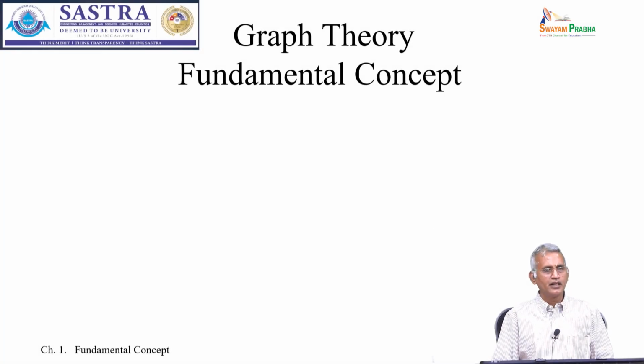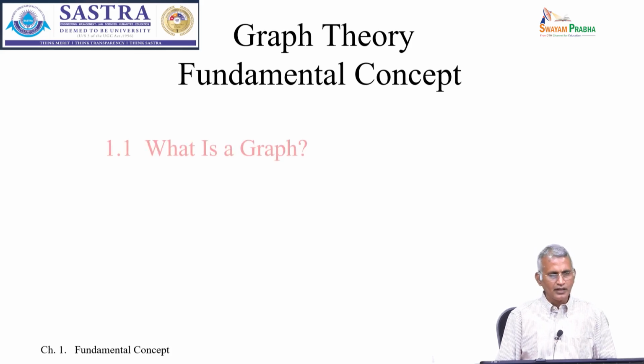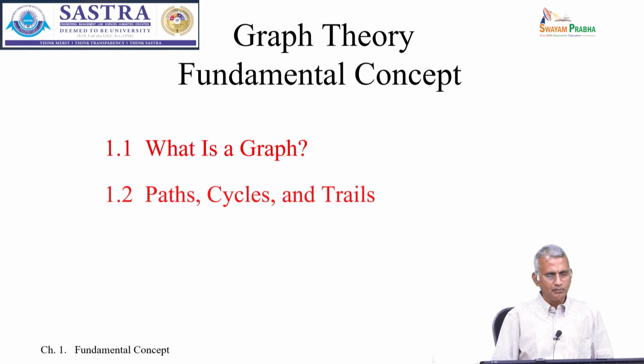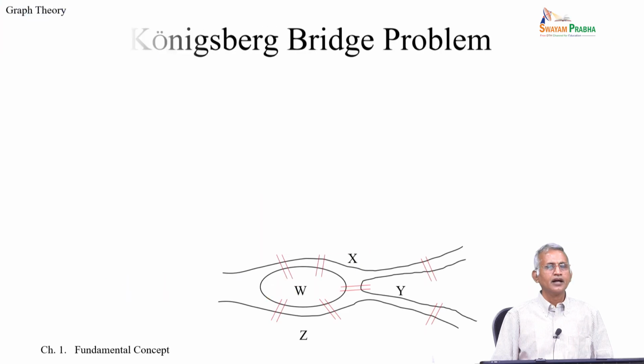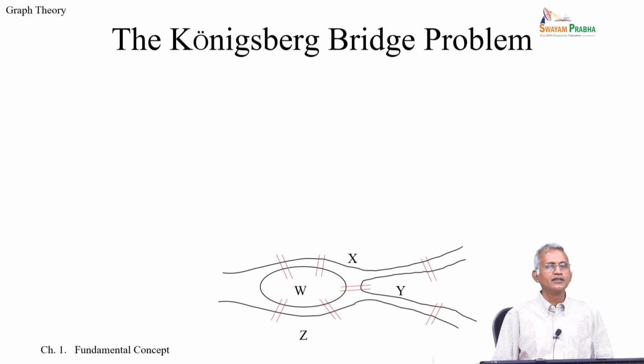Now let us go to the graph theory algorithm. Before discussing the graph theory algorithm, we have to know the fundamental concepts of graph theory. So, the fundamental concepts are: what is a graph, what are paths, cycles and trails, and next we have to cover vertex degree and counting, and then the fourth one is directed graphs. Once you know all these things, then we can understand where graph theory started.